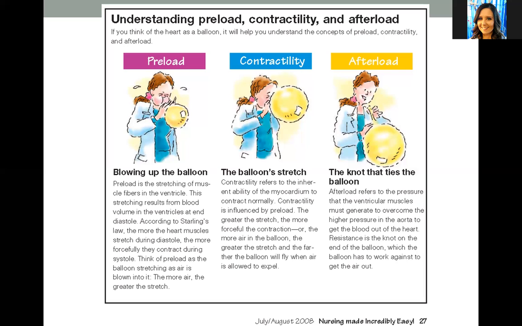So then afterload is the knot. So we tie a knot at the end of the balloon so no air escapes. So if that knot is tight enough, that air can't get out of the balloon. Now, if we don't tie the knot tight enough, maybe a little bit of air escapes over a short or long period of time, depending how big or how loose that knot is. But just think about when we talk about afterload, remember it's that ventricular muscle and how it has to push against the high pressures, maybe in the aorta or in the pulmonary system to get blood out.